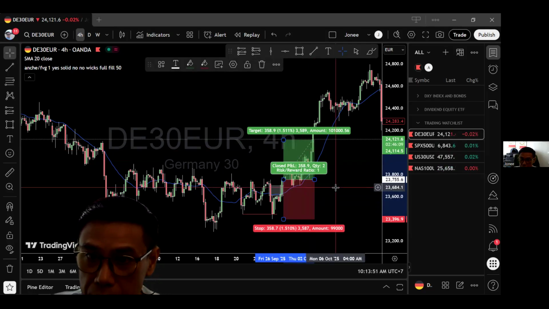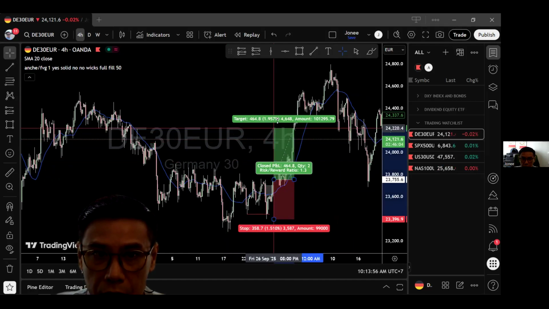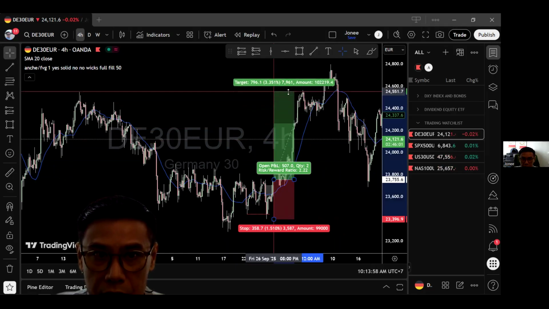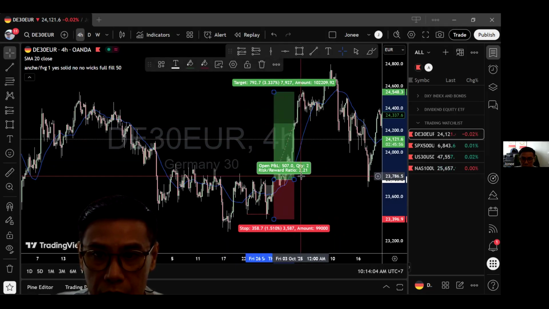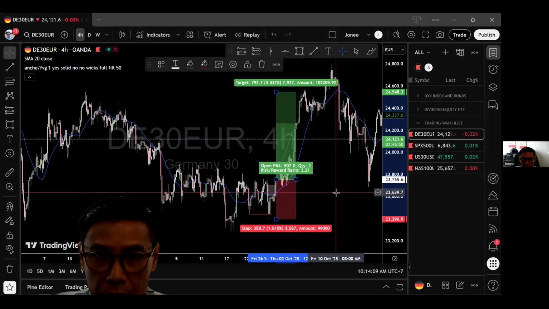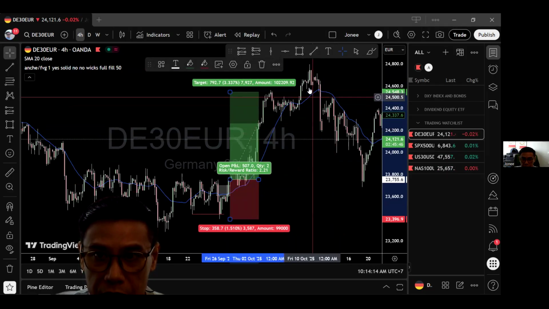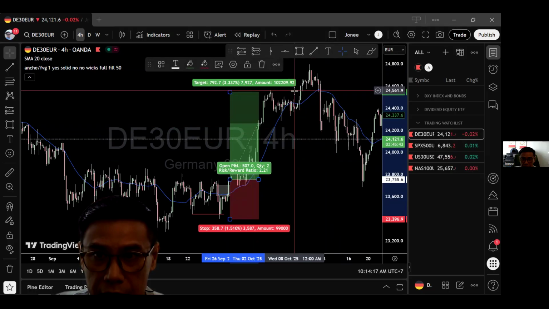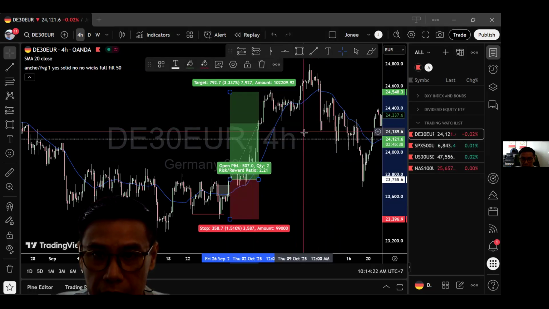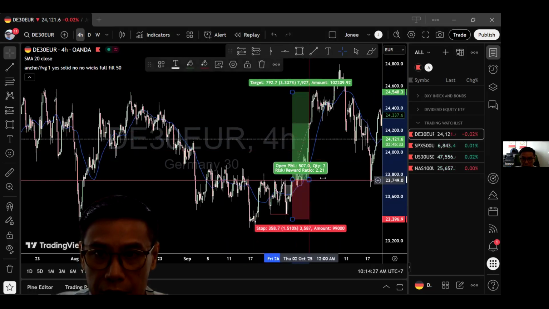Now, where would it run? It could run all the way to these external range highs right here, thus giving you a total of 1:2.21 risk to reward ratio. Or you can just hold it until you see a reverse signal. In this case, there is a reverse signal here, and you can exit right here. But I would rather exit at the external high right there.